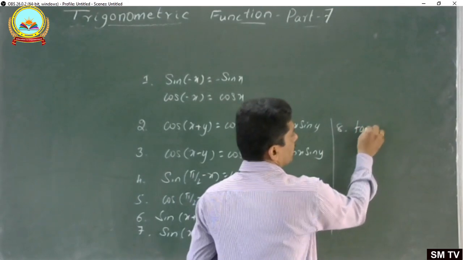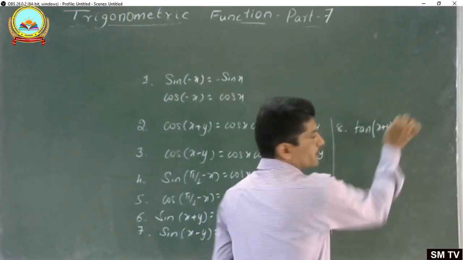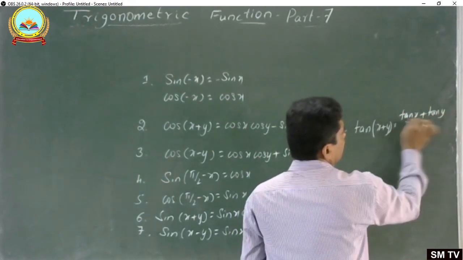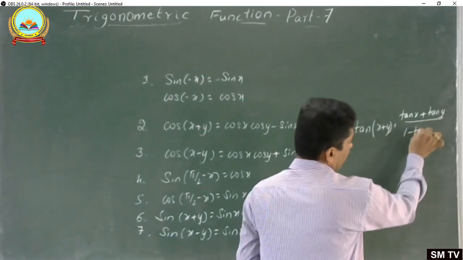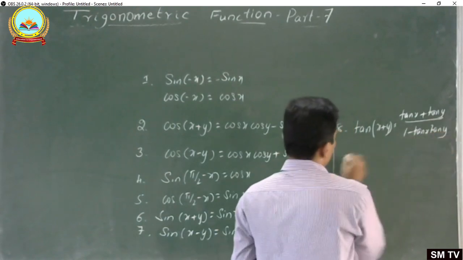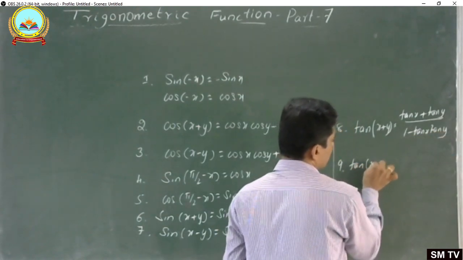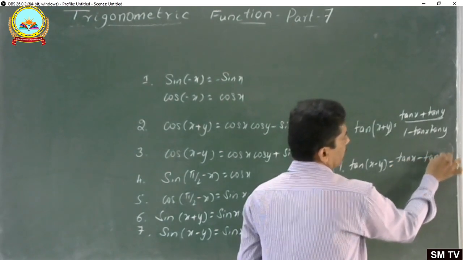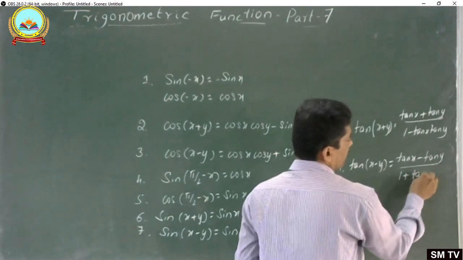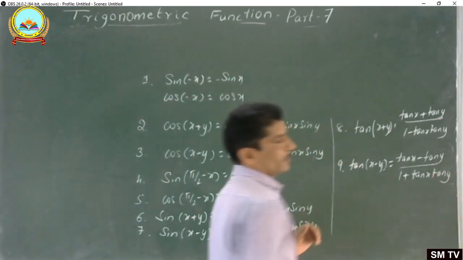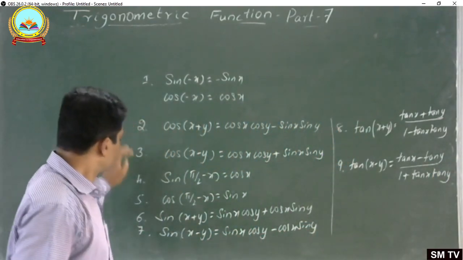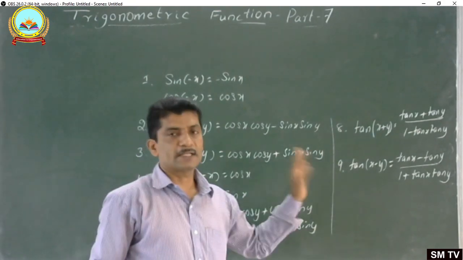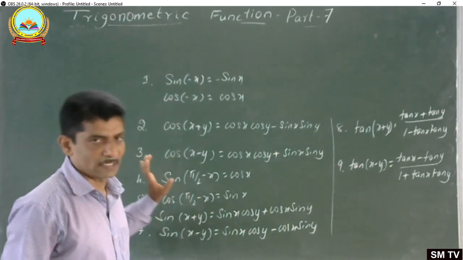The eighth one, in terms of tan: tan of x plus y is equal to tan of x plus tan of y divided by 1 minus tan of x into tan of y. And also tan of x minus y is equal to tan of x minus tan of y divided by 1 plus tan of x into tan of y. Already you discussed all this. These are compound angles. These two are allied angles.